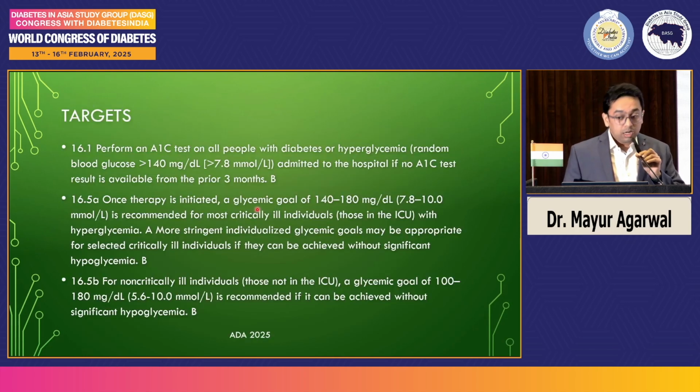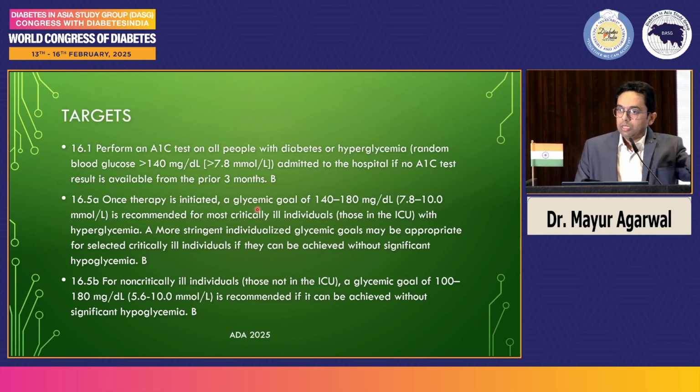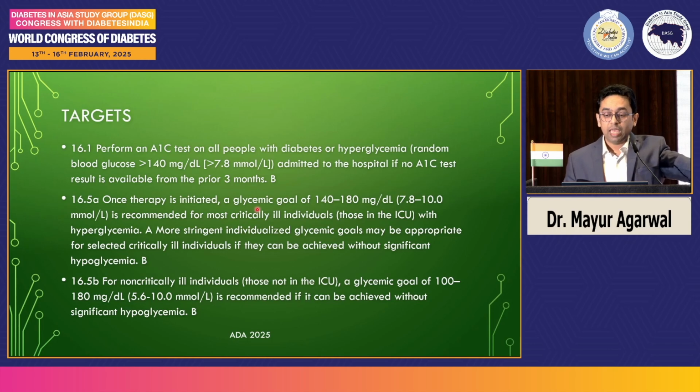Now what are the targets? Very, very important. If the patient has blood sugar more than 140 and you don't have an HbA1c, you should get an HbA1c. If you have an HbA1c within 3 months, that is okay, but if you don't have, you should get it. That's the first recommendation from ADA 2025. Then the target should be 140 to 180. Please remember this. This is a very, very important number. This was changed 2-3 times, but for the past 3-4 years, this is there.